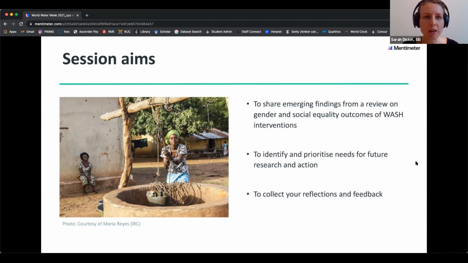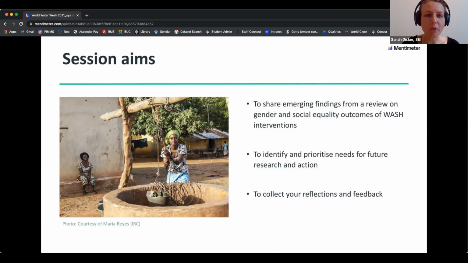In order to design WASH interventions that advance gender and social equality, we need high quality information on what works and also what doesn't work. There haven't really been that many in-depth reviews of the evidence on this topic so far. So the first aim of the session today is to address this gap in our knowledge base by sharing findings from a comprehensive review on gender and social equality outcomes of WASH interventions.